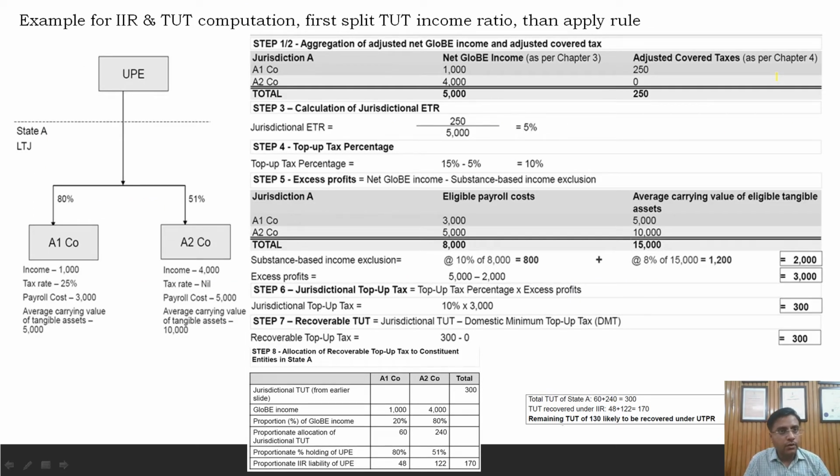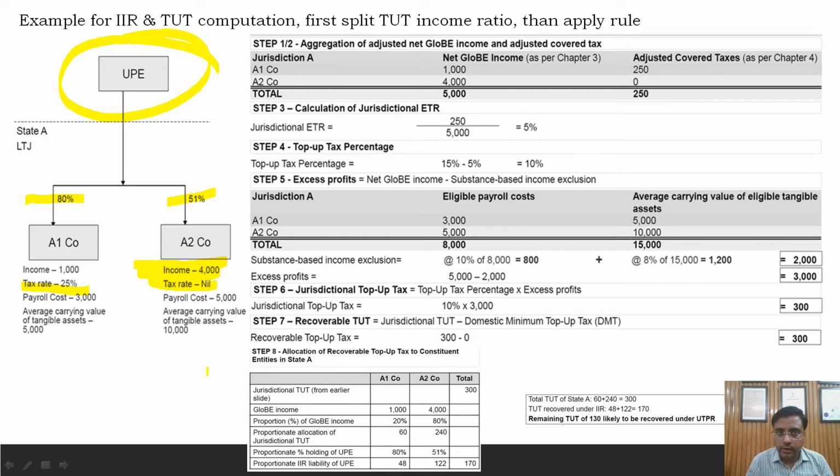So let us understand the concept of the IIR through this example. In this example, I have an Indian parent company and one of the entities situated in a low tax jurisdiction. I hold 51% in that entity. In one entity I hold 80%, and that tax rate is 25%. So in respect of this UAE entity, I need to tax 15% over and above the ETR.